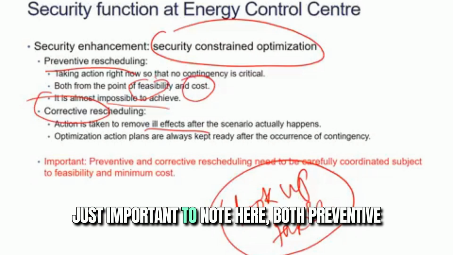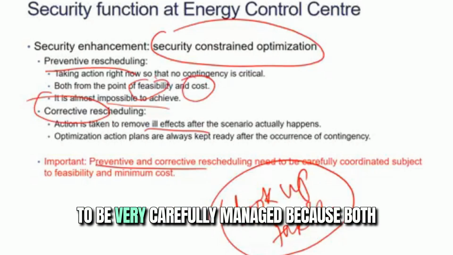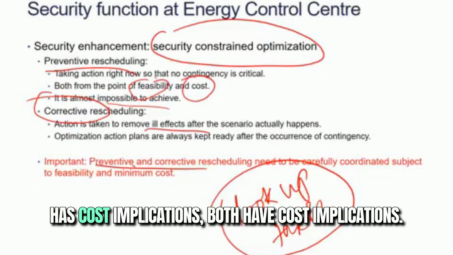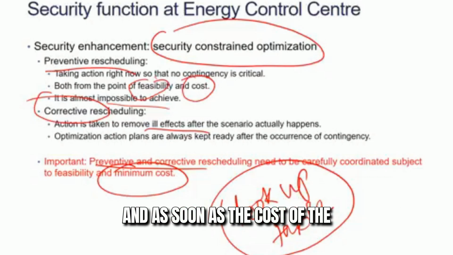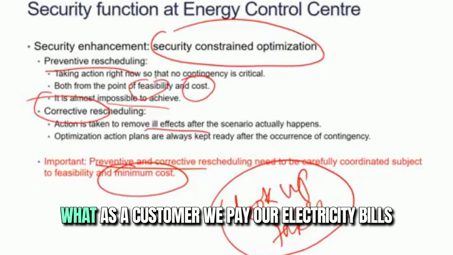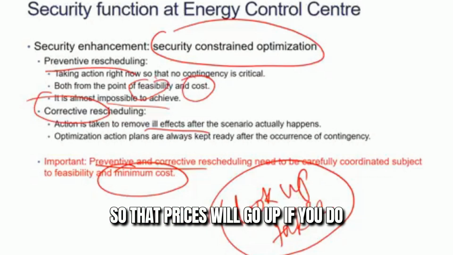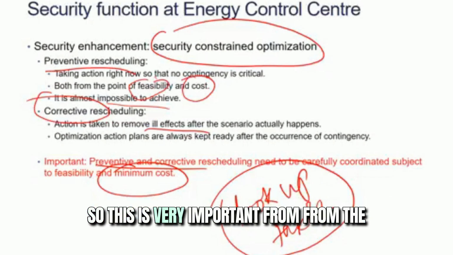It is just important to note here that both the preventive and corrective action plans have to be very carefully managed, because both have cost implications. It will eventually increase the cost of the system, and as soon as the cost of the system increases, it will affect the electricity prices, what we as customers pay in our electricity bills. So prices will go up if you do not coordinate well in preventive and corrective scheduling. So this is very important from the operational point of view.